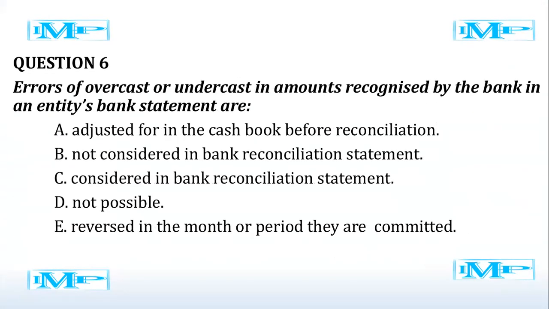Question number 6. The answer to question number 6 is C, considered in bank reconciliation statement. Errors of overcast or undercast in amounts recognized by the bank in an entity's bank statement are errors of the bank, not that of the entity. Therefore, such errors are not used or considered in the adjustment of the cash book of an entity. Rather, they form part of the items considered in the bank reconciliation statement. C is the answer to question number 6.